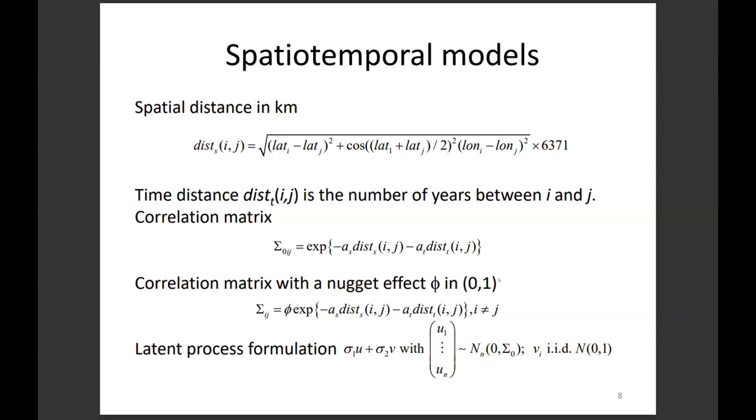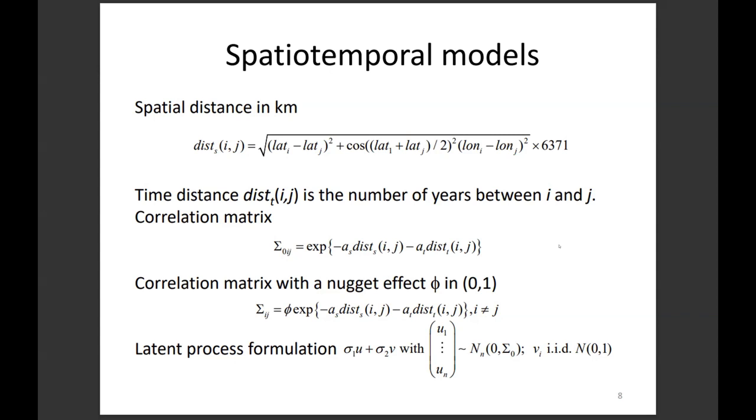So we'll have a latent spatial temporal process that will capture the dependency in the data. This spatial temporal process depends on the spatial distance, which is the distance in kilometers between the two locations that were sampled, and there is a time distance. The time distance is the number of years elapsed between the observation of the two data points. In the model, we use an exponential function. This is what the correlation matrix looks like.